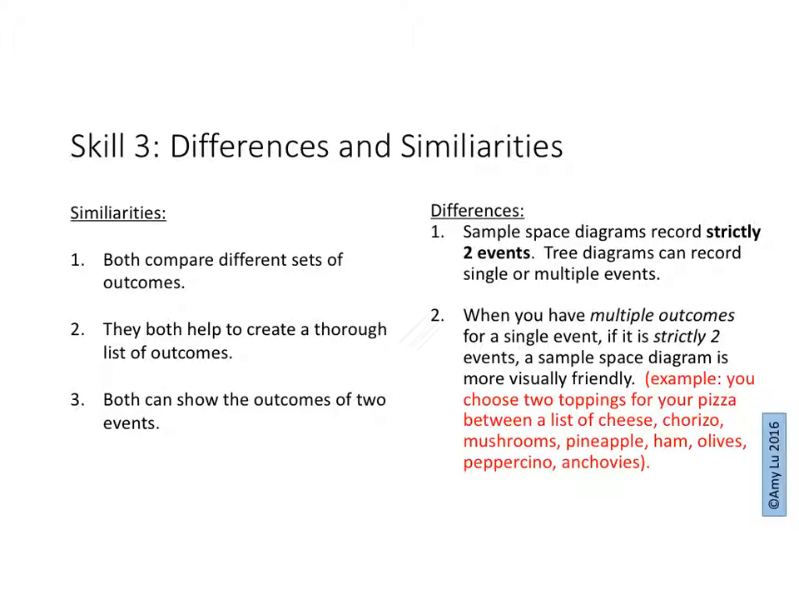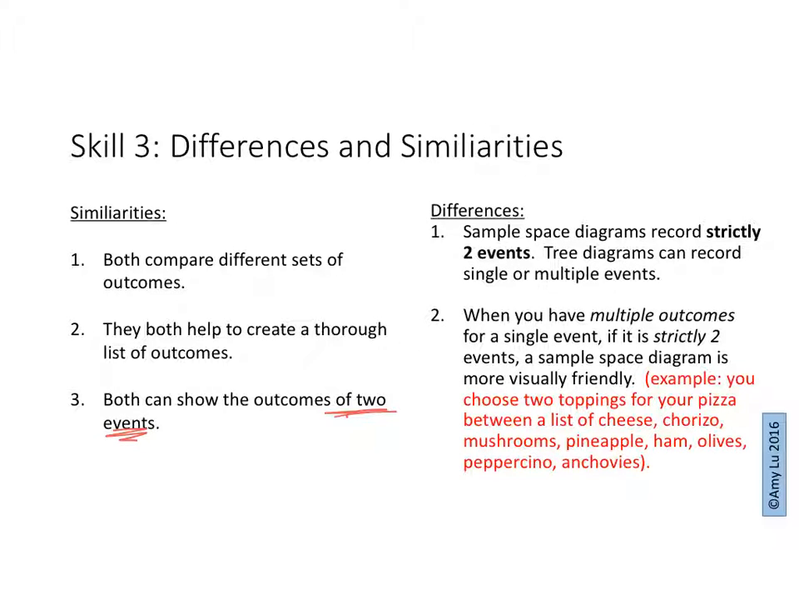And now just to summarize, similarities and differences between both of these diagrams. The similarities: first, they both compare different sets of outcomes, so cat food, meal 1, meal 2. Second, they both help create a thorough list of outcomes. If you try to actually create a list, sometimes we miss something. That's why we use the diagrams to help us organize our thinking. And third, both of them can show the outcomes of 2 events.